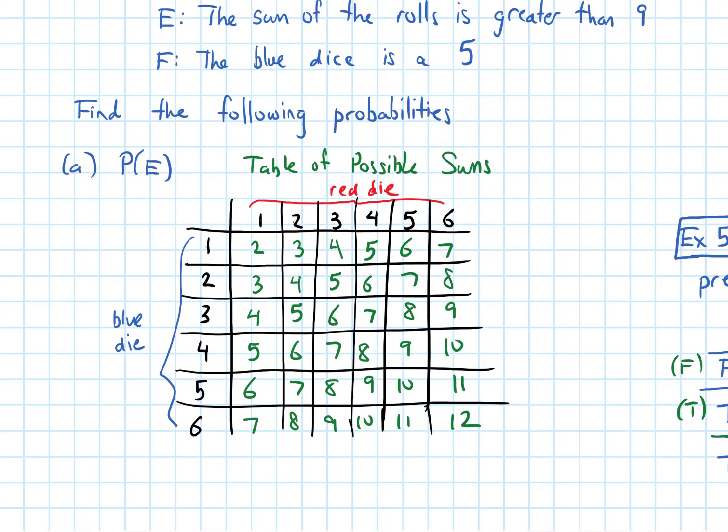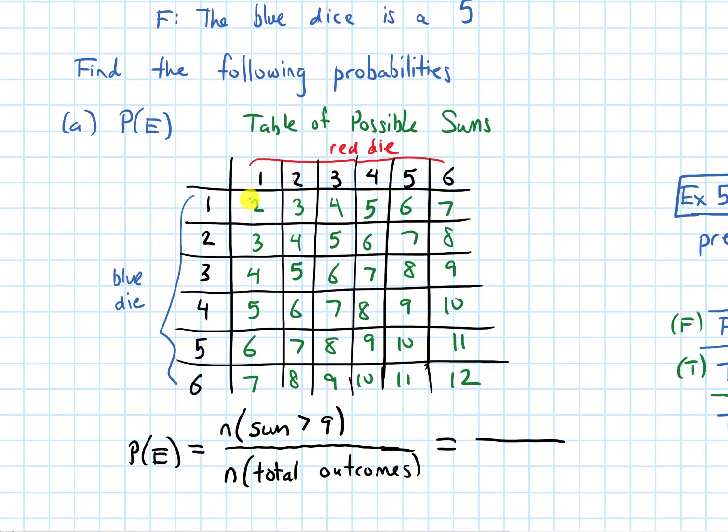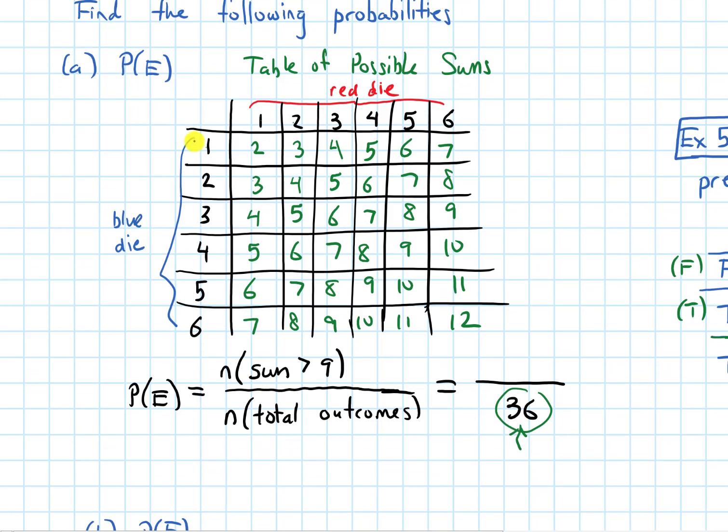Okay, so part A is asking for the probability that E occurs, that the sum of the rolls is greater than 9. Okay, so I'm going to set up a fraction for my probability, and on the top, I'm going to count the number of ways for the sum to be greater than 9. And on the bottom, we're going to count the number of total outcomes. Okay, so total outcomes, I could count them in my table. There are 36 total outcomes within this table. One way I could have seen that a little bit more quickly is that for the first die, there are 6 choices for the roll. And for the second die, there's also 6 choices. So 6 times 6, that is 36.